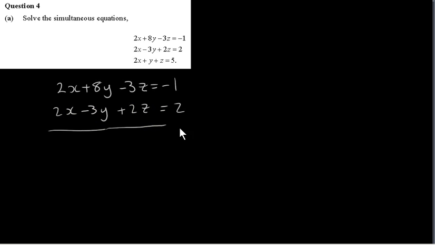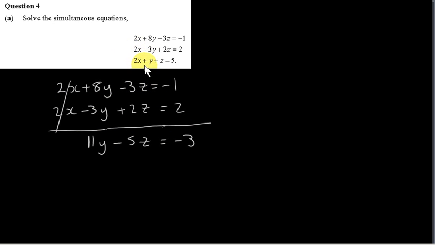We can do that by taking any equation and subtracting some other equation from it. So let's write down the top two equations, and if we simply subtract them, we can get rid of the x terms. So we can take this equation and subtract this equation from it. We get 0. 8 minus minus 3 is 11. Minus 3 minus 2 is minus 5. Minus 1 minus 2 is minus 3.